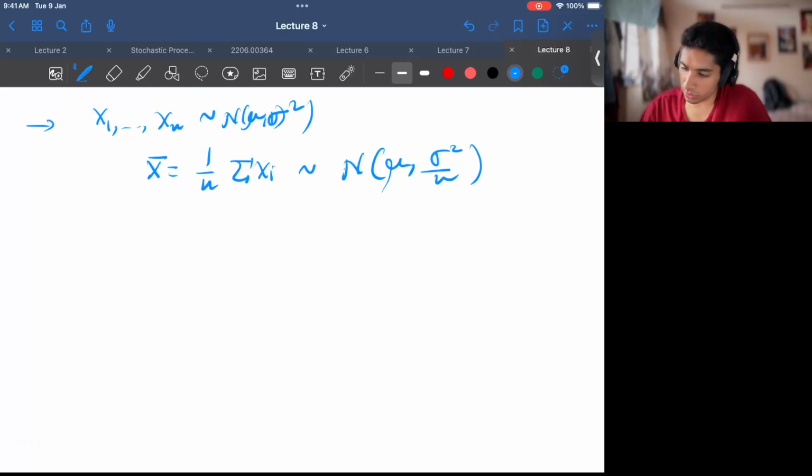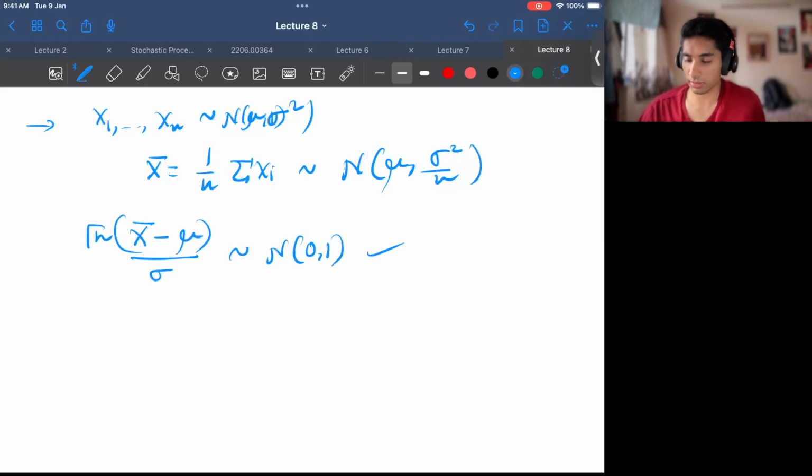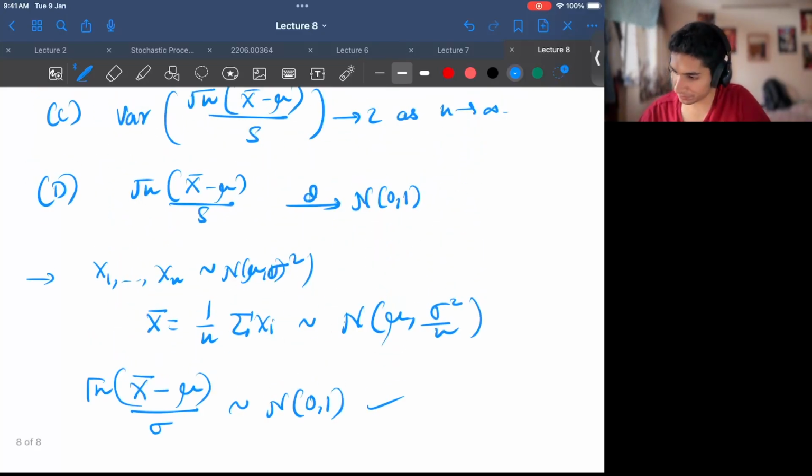So if you just subtract the mean and divide it by the standard deviation, right? This thing, what will this thing be? This will be distributed according to normal 0, 1. That's quite clear.